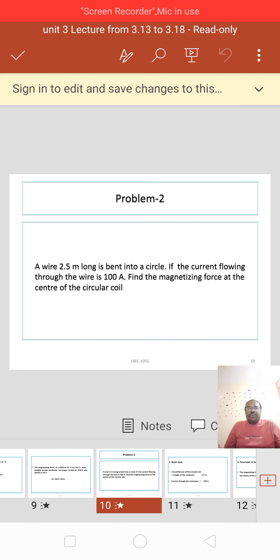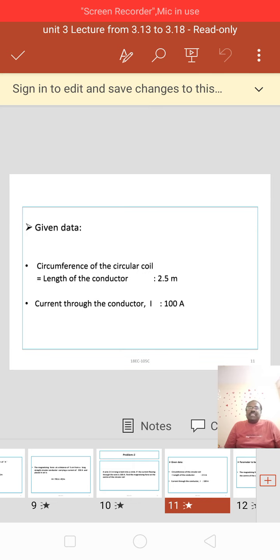Now problem 2. A wire 2.5 meters long is bent into a circle. The current flowing through the wire is 100 amperes. Find the magnetizing force at the center of the circular coil. See here, given that a wire 2.5 meters long is bent into a circle. If the current flowing through the wire is 100 amperes, find the magnetizing force at the center of the coil.